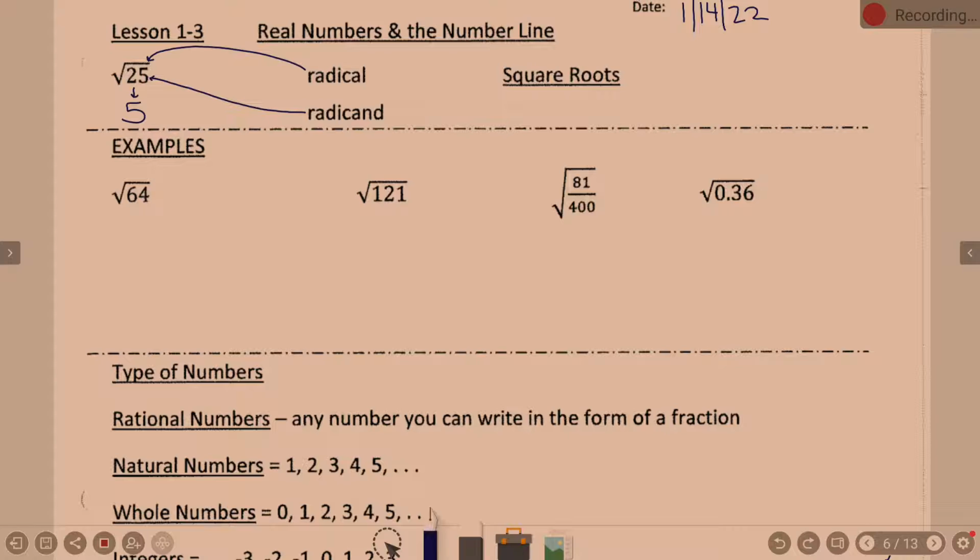So, now, examples. We talked about these. Square root of 64 was 8, because 8 times 8 is 64. Square root of 121 was 11, because 11 times 11 is 121. Square root of 81 over 400 was 9 over 20.